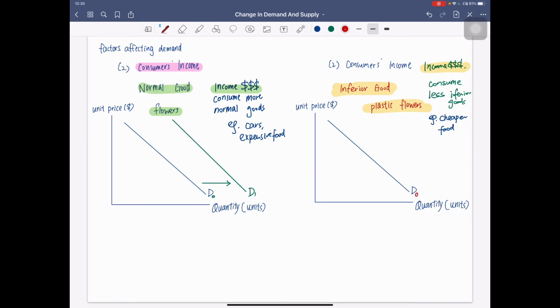So the original demand curve we label as D0, and there will be a decrease in demand for plastic flowers. The demand curve will shift to the left because of the decrease in demand, and we call it inferior good. When the consumer's income increases, the demand curve will shift to the left, a decrease in demand. Thus, the plastic flower is an inferior good.